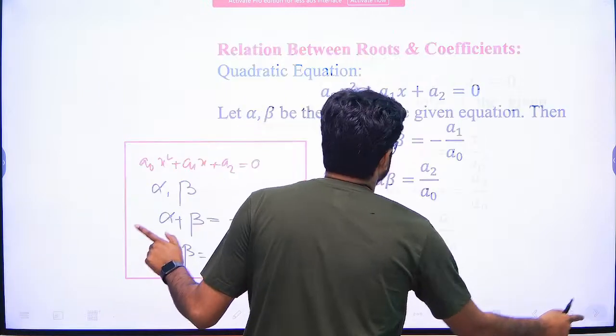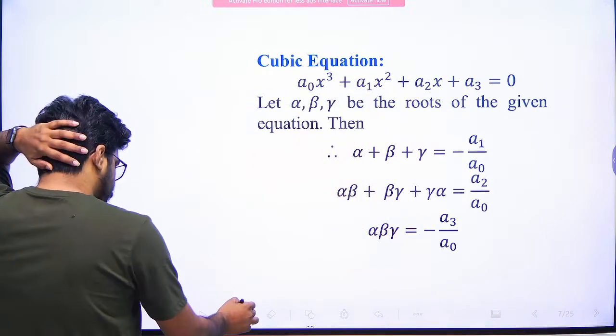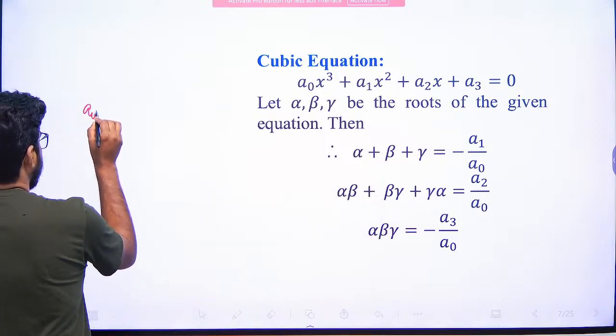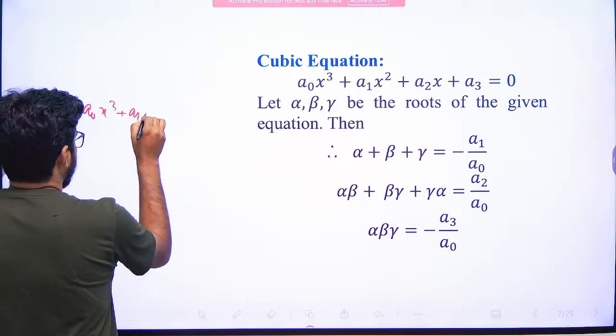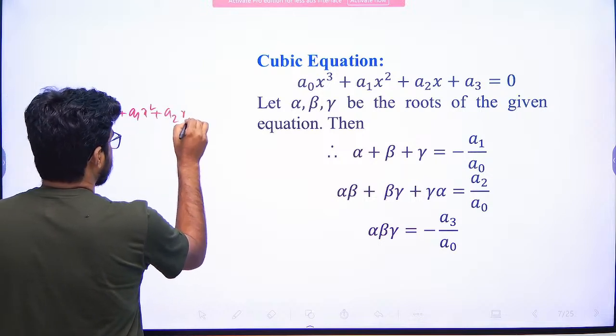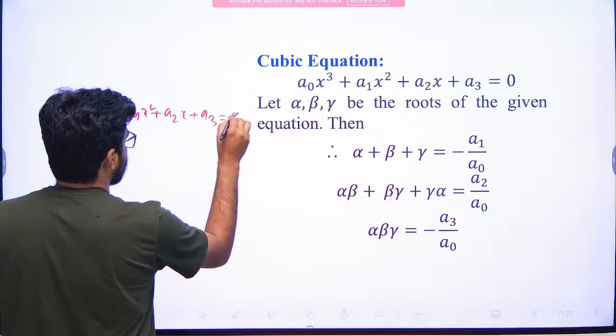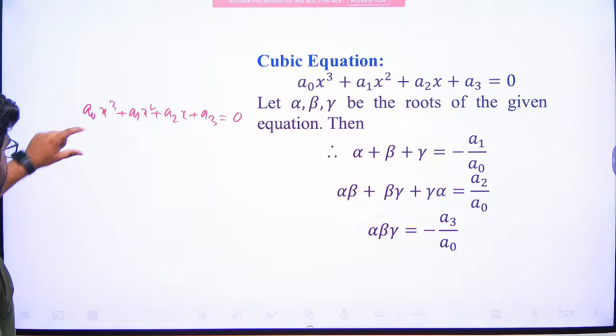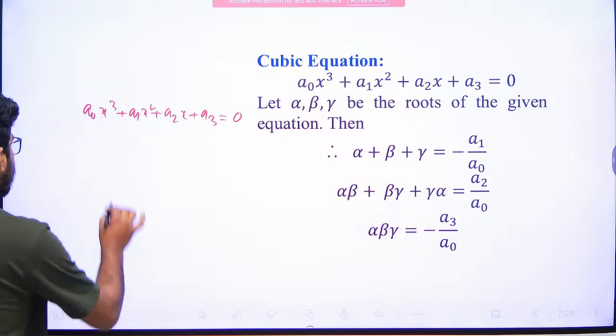Okay, so next, if the given equation is a cubic equation, suppose a0 x cube plus a1 x square plus a2 x plus a3 is equal to 0. This is the cubic equation. So it has three roots, right? Degree যা হবে ঠিক ততগুলো root থাকবে, right?